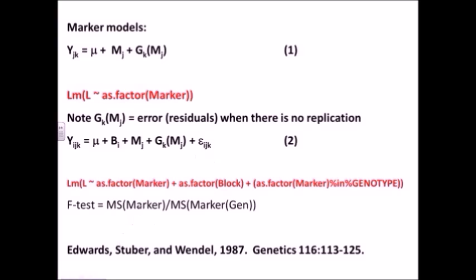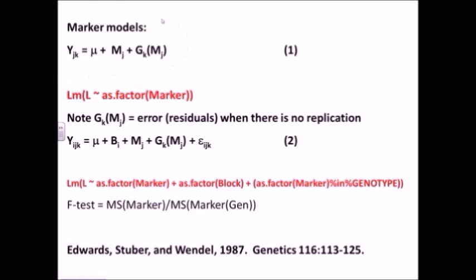Our f-test should be the mean squares for marker divided by the mean squares for marker within genotype. So in our first model, in model 1, that's actually our error. But in the second model, our error is not the same. So if we want to do the proper f-test, we're going to have to do it manually. So if you have more terms in the model, you have to think very carefully about what the proper f-test is for the term that you want to test. So that's a bit of an aside.